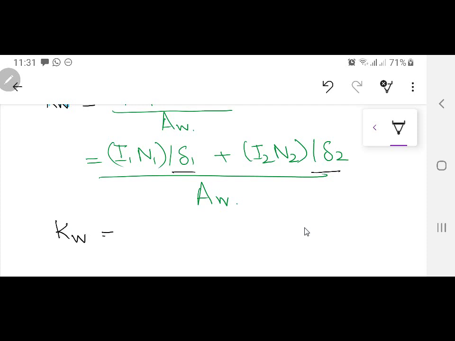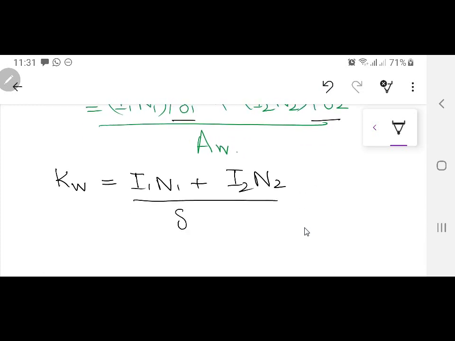So I can write KW equal to I1 N1 plus I2 N2 divided by delta AW. Now I am not writing delta 1, delta 2, I am just using delta because this is the same thing. Now I1 N1, I2 N2, what are they? Ampere turns on the primary side, ampere turns on the secondary side, and assuming it's an ideal transformer, ampere turns on the primary and on the secondary are both the same. So this means that I1 N1 is equal to I2 N2.